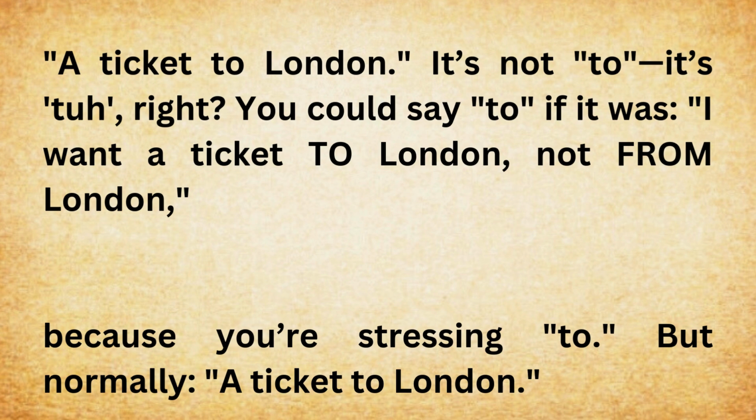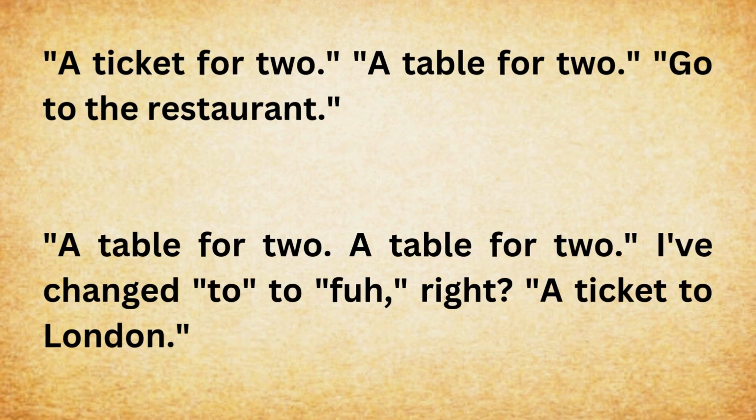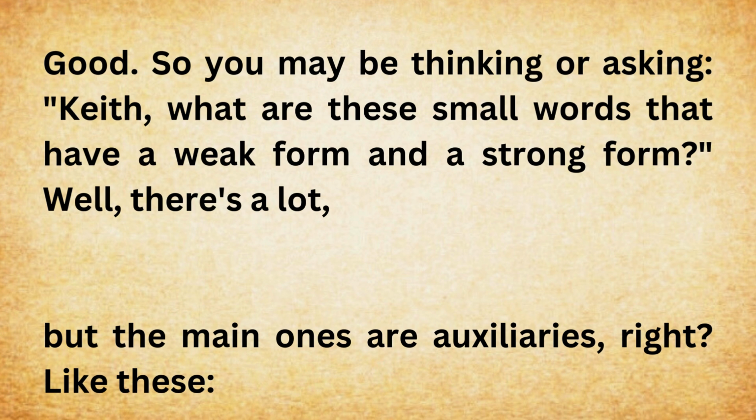You could say to if it was, I want a ticket to London, not from London, because you're stressing to. But normally, a ticket to London. A ticket for two. A table for two. Go to the restaurant. A table for two. I've changed to f, right? A ticket to London. Good.